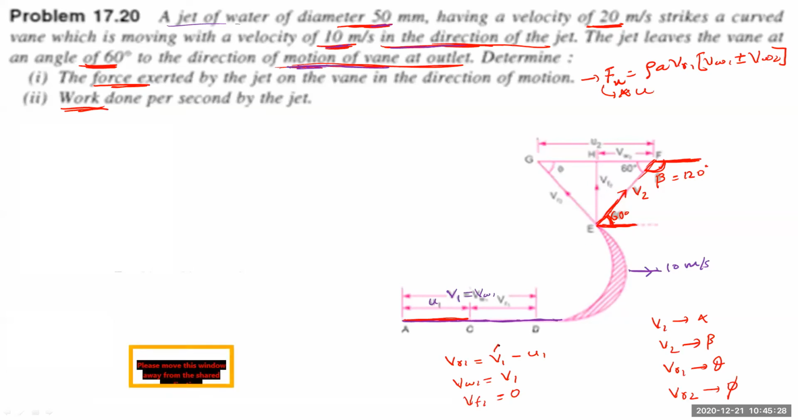V1 is given in the question. What is the value of V1? 20 meter per second. U1 is also given, U1 is 10 meter per second. So this is your 20, this is your 10. From here you can get what is your VR1. VR1 will be 20 minus 10, which is 10 meter per second. And we all know that VR1 will be equal to VR2. We are considering this.